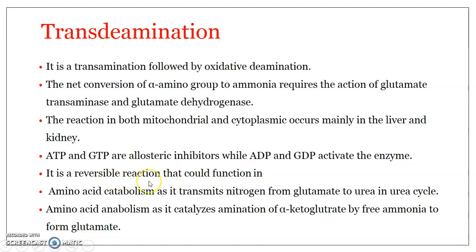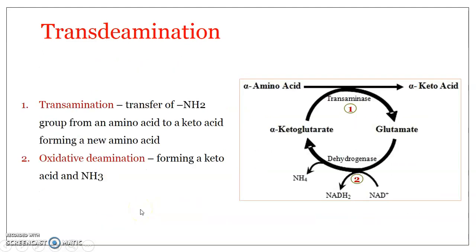It is a reversible reaction, as already mentioned, and it usually functions in amino acid catabolism and amino acid anabolism. You can see transdeamination occurring in these two processes. In amino acid catabolism, that is cutting down, it transmits nitrogen from glutamate to urea in the urea cycle. So glutamate, the amino acid, is being cleaved to release ammonia so that it can be used for urea synthesis. In anabolism, what happens? Amination of ketoglutaric acid, which is a keto acid, results in the formation of glutamate. So it is a transdeamination process. It involves catabolism, where deamination is taking place, followed by this one.